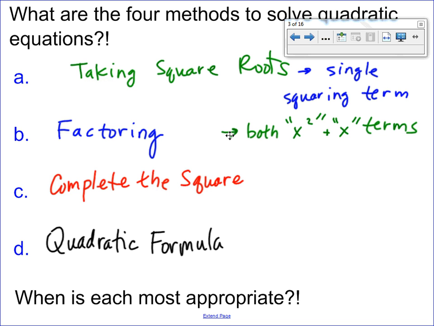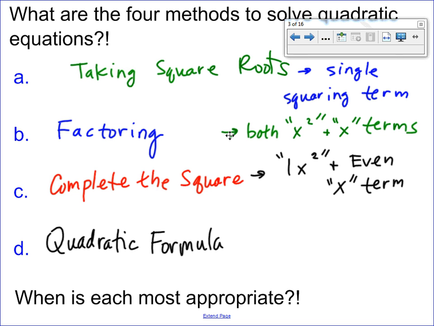Completing the square was appropriate if there's both x squared and x terms, but I didn't recognize the factors. And if my leading coefficient is 1 and my middle term is even, then it was relatively easy to complete the square. So I'm going to go ahead and say 1x squared and even x term. Then completing the square was a viable option.